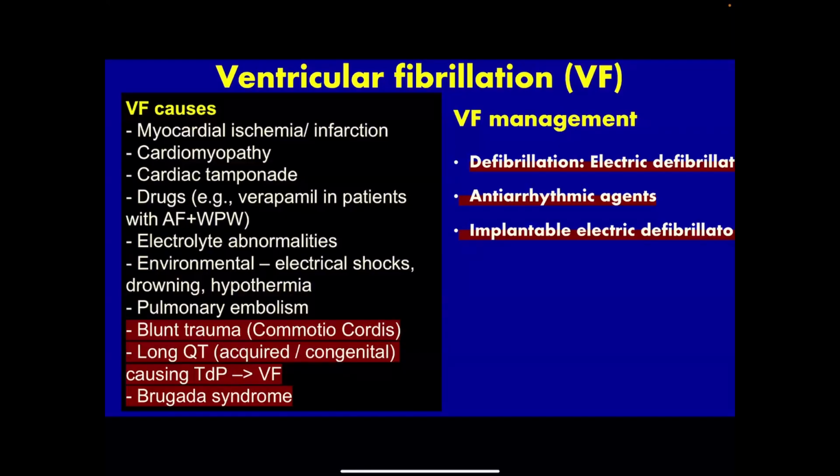Like I said, for management, the two most important ones are atrial fibrillation and ventricular fibrillation. For ventricular fibrillation, the way we manage it is defibrillation. In atrial fibrillation, we do cardioversion. Defib is the one you see in the movies in the hospital where they clear and shock the patient and everything.